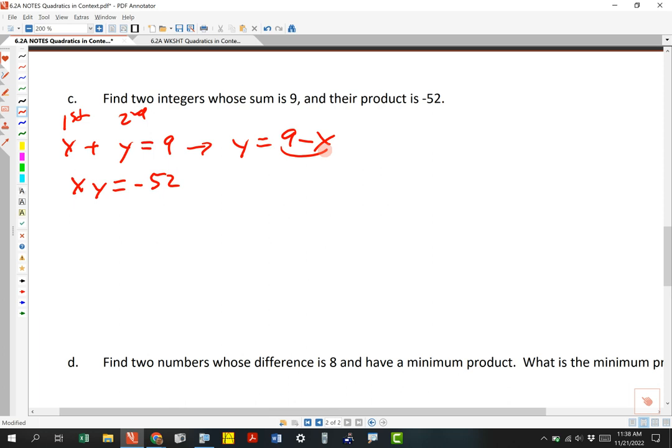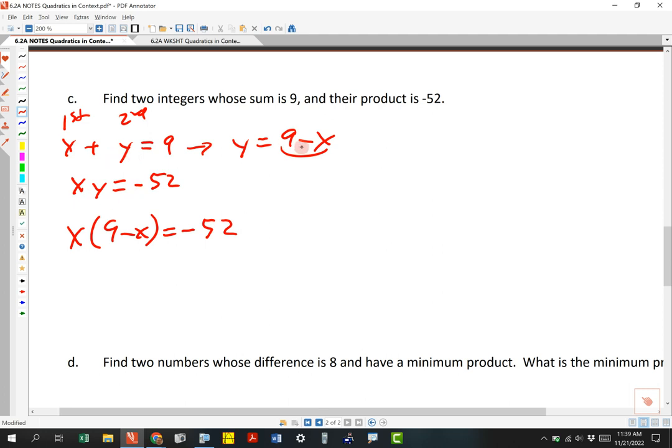So wherever there's a y in the other problem, I'm going to plug in a 9 minus x. So this is x times 9 minus x equals negative 52. And now we've got a quadratic that we can solve. Their sum is 9. That's the first part of the problem. Their product is negative 52.